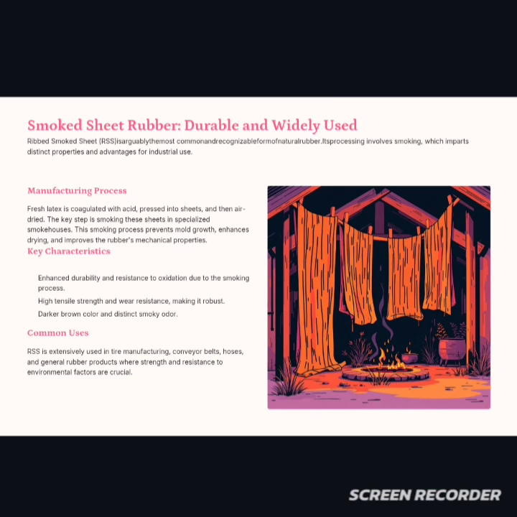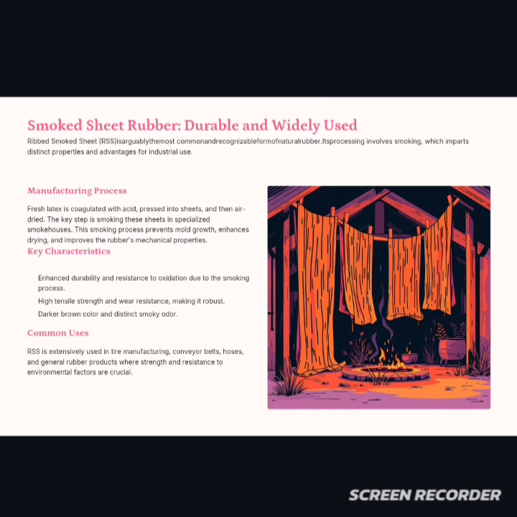Manufacturing process. Latex is coagulated with acid, pressed into sheets, and then air dried. The key step is smoking these sheets in specialized smokehouses. This smoking process prevents mold growth, enhances drying, and improves the rubber's mechanical properties.